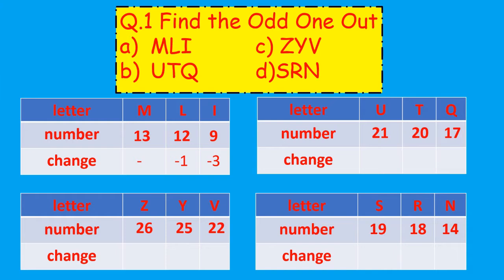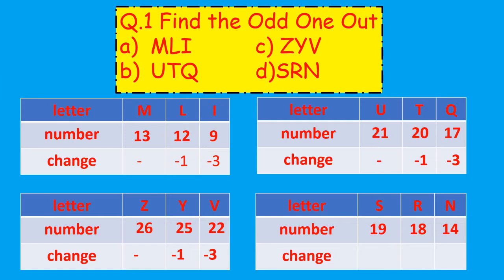Now let us look at UTQ. Here also between the first and the second, there is a difference of minus 1, and between the second and the third, there is a difference of minus 3. In the third option, if you see, between Z and Y, there is a difference of minus 1, and between Y and V, we have a difference of minus 3. So till now, each of them is following this rule.